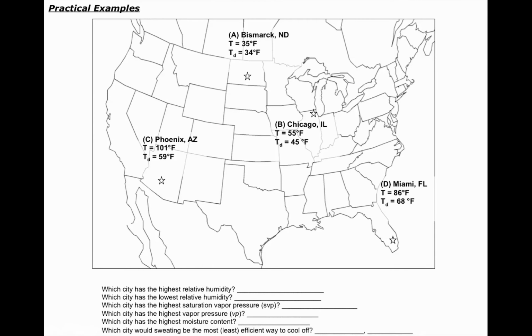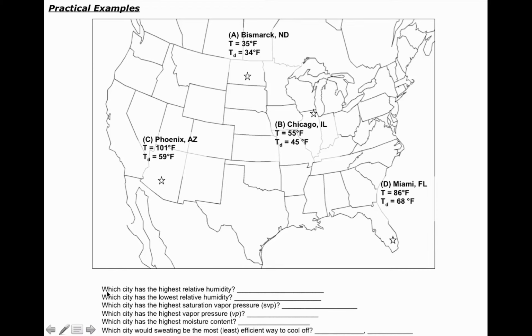Now, let's do some practical examples here to make sure that you understand how this works. I got a series of questions, and I got 4 cities we want to look at here. Bismarck, temperature 35, dew point 34. Chicago, 55 temperature, 45 dew point. Miami, 86 with a dew point of 68. And Phoenix, 101 with a dew point of 59. Let's answer these questions together. Let's see if this all makes sense.